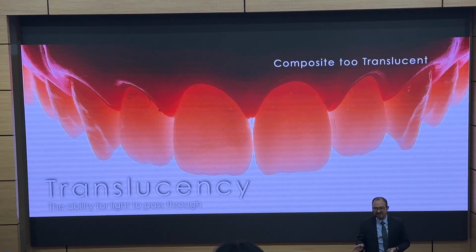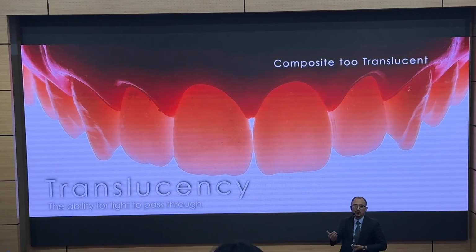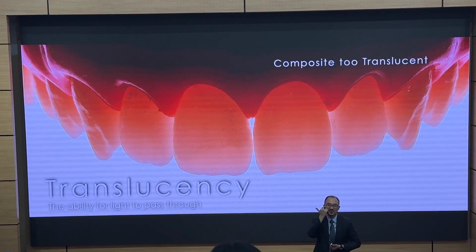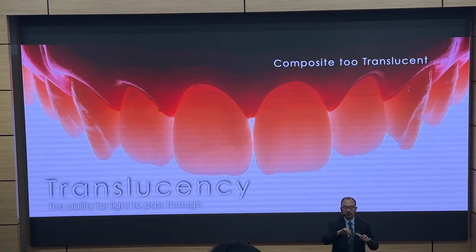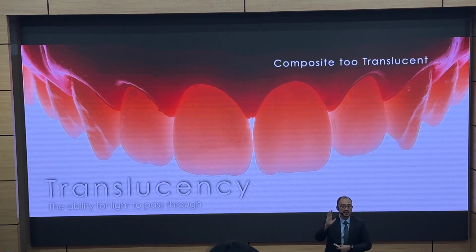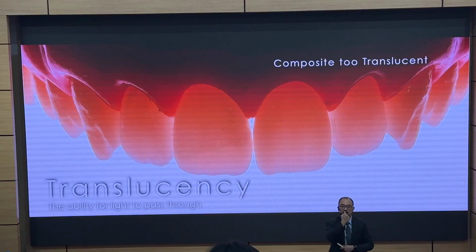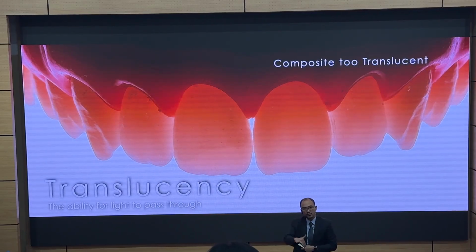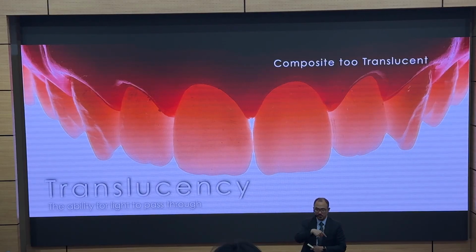And you have all seen that. You have all seen that when you do your class 3s, right? The multiple big class 3s. It looks really nice when the patient's lying down. The moment the patient sits up and smiles, you can see shadows. Do you understand? That is low in value because it is translucent.